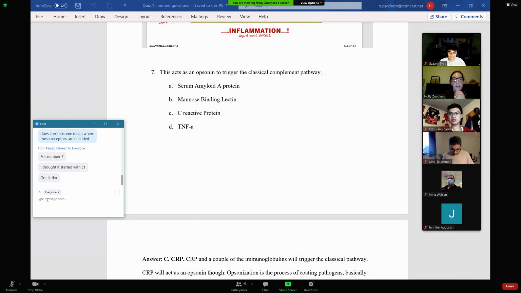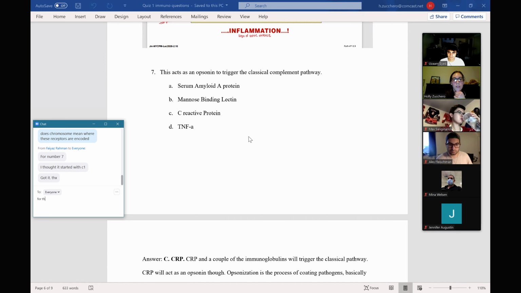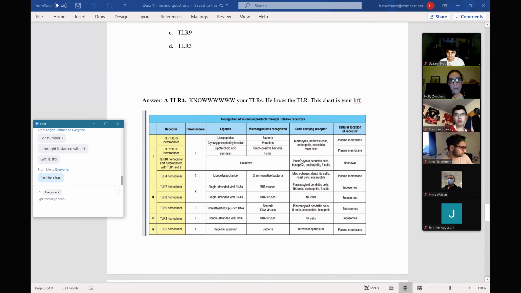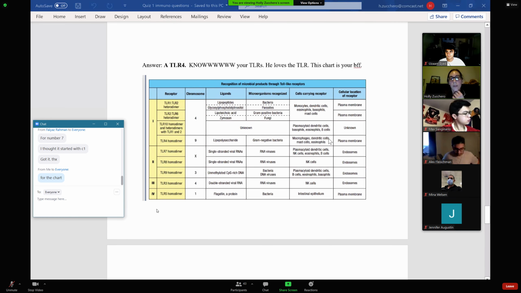Okay. And then what was that other question about a chromosome? I don't think I really understand what you're asking. Does chromosome mean where these receptors are encoded? Yeah, for the chart. Sorry, I kind of got confused by your question.